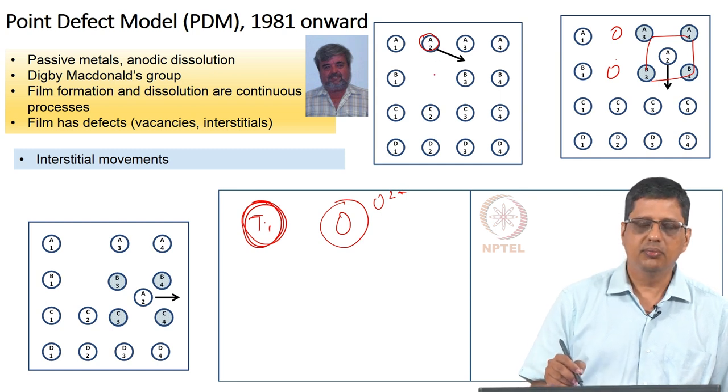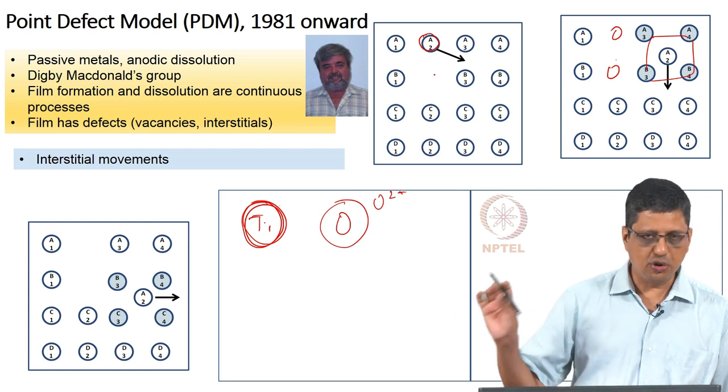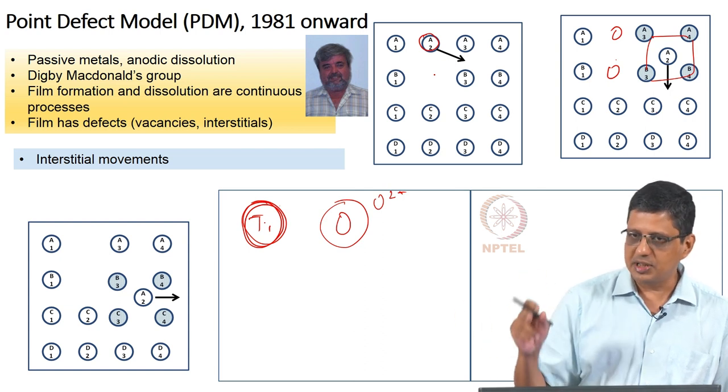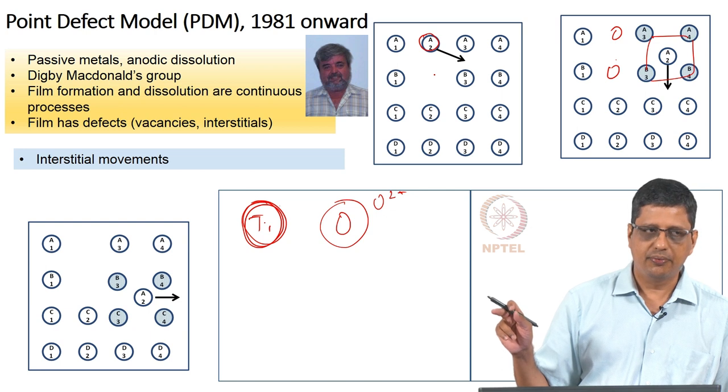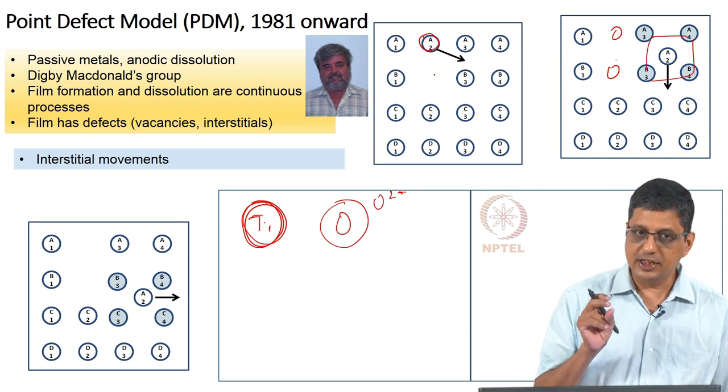Within this film, the cation is not going to be hydrated. If you think about the solution, the electrolyte, the cation is going to be surrounded by water dipoles, whereas within the film it is not likely to be; water is not likely to be present inside. So the cation is smaller here.